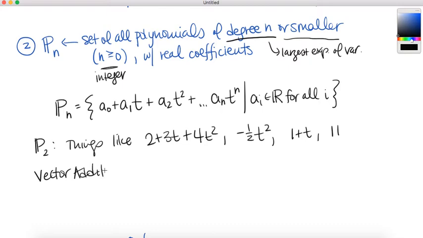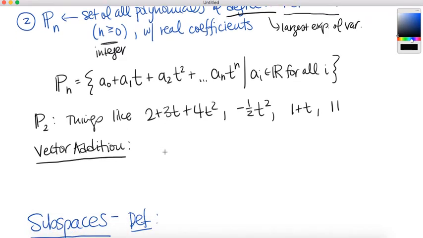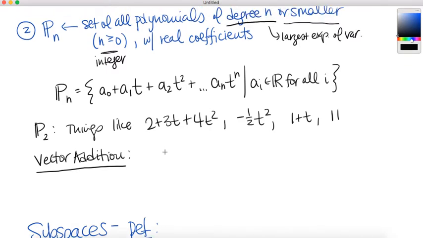First of all, we have to talk about how we define our operations before we can talk about whether our operations actually fit this definition. We have to talk about vector addition. So basically, if I give you two, quote, vectors in this space, how would you add those together?